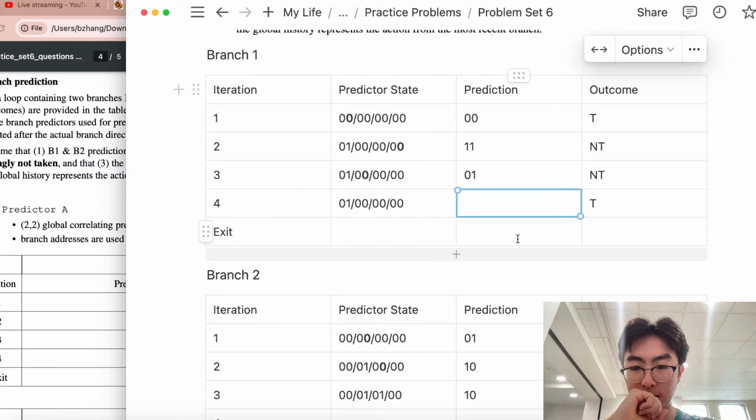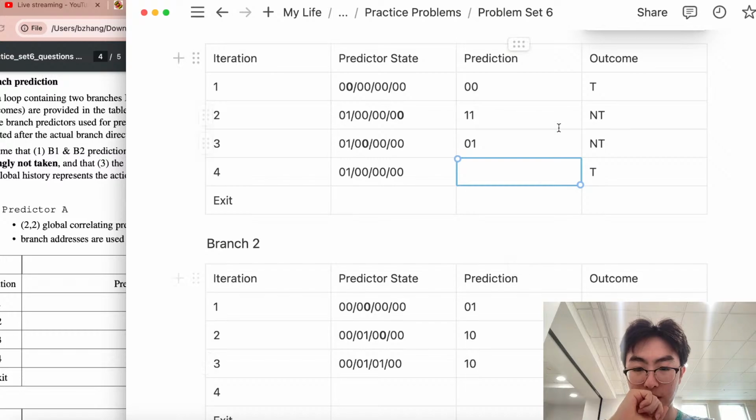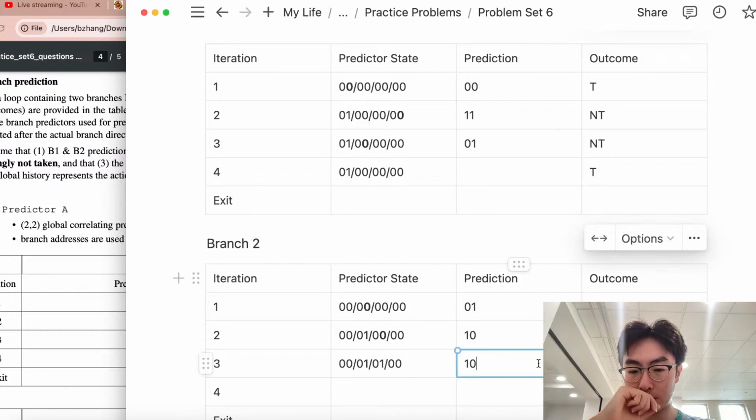And our prediction here is we've inserted, so we've taken this branch. Oops. Yeah, this is confusing. It's very hard to wrap my head around. Okay.